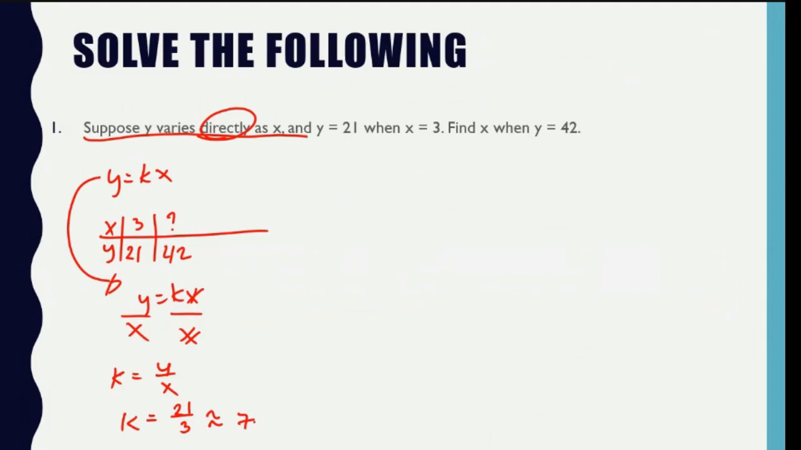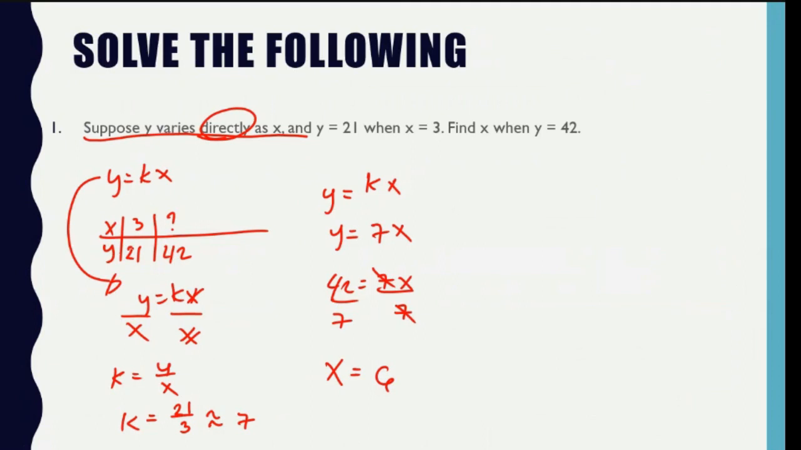So, we will now substitute 7 to the given equation. So, you will have y is equal to kx. Substitute the value of k. So, y is equal to 7x. Find x when y is 42. So, substitute mo yung 42 is equal to 7x. Dividing both sides by 7, x will be isolated. X is equal to 42 divided by 7. The answer is 6. So, x now will be 6.